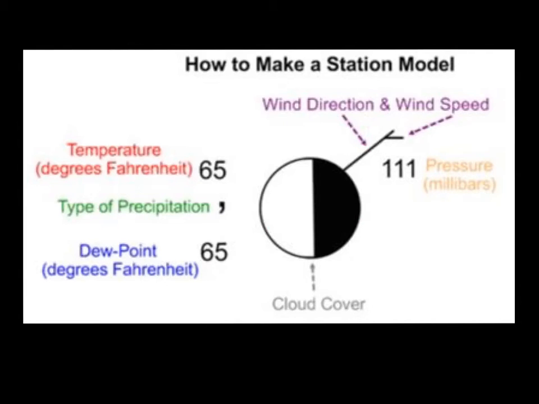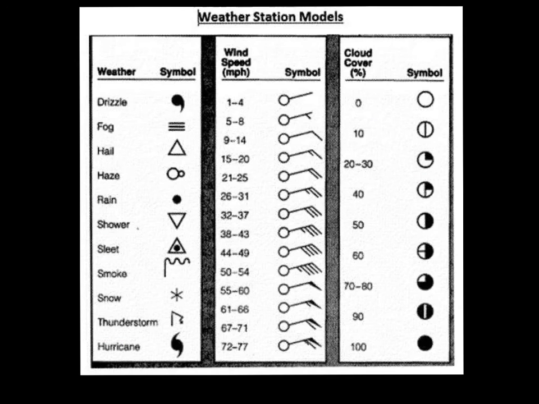So let's look at the key for making these weather station models. Notice here's all my different types of weather: drizzle, fog, hail, haze, rain, a shower, sleet, smoke, snow, thunderstorm. Thunderstorms kind of look like ours sometimes too. And a hurricane, which hopefully we'll never have.